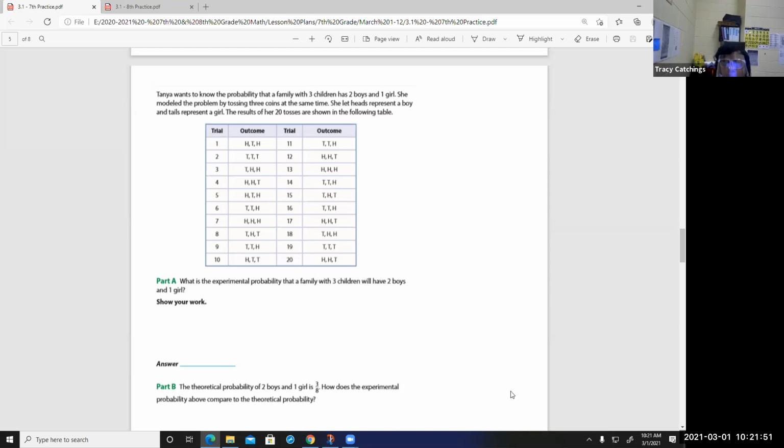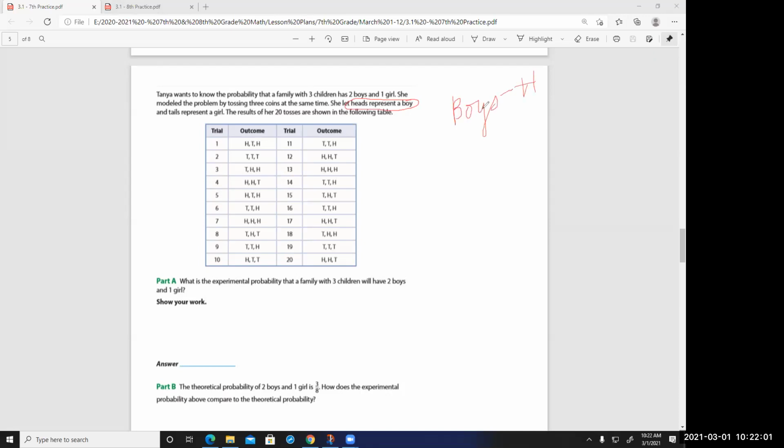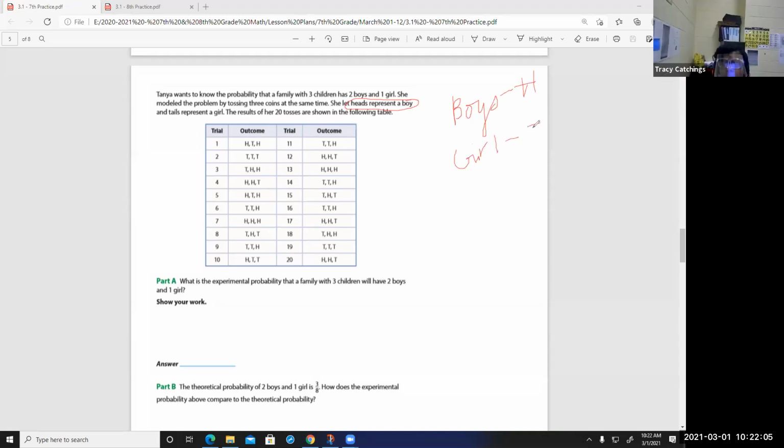Now, how did they tell us we can identify them? H and T. H is for which one? Heads represent boys. All right. So before I even get started, I'm going to identify what I'm looking for, H and T. And they told us we're looking for 2 boys and 1 girl. So that means we need 2 H's and 1 T. If you see one, tell me which trial it is.